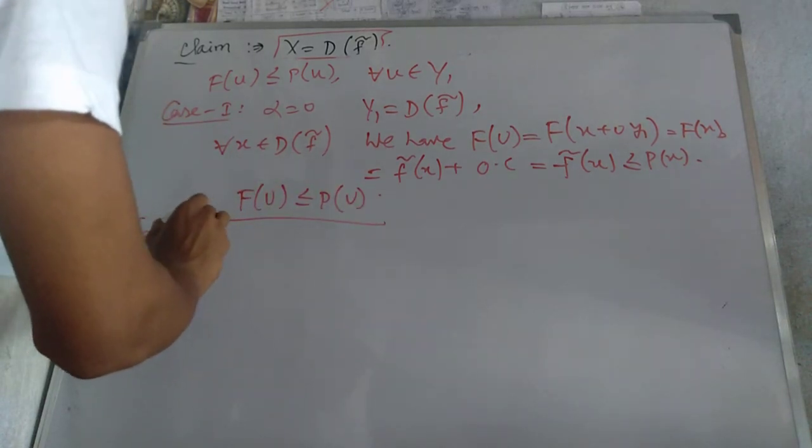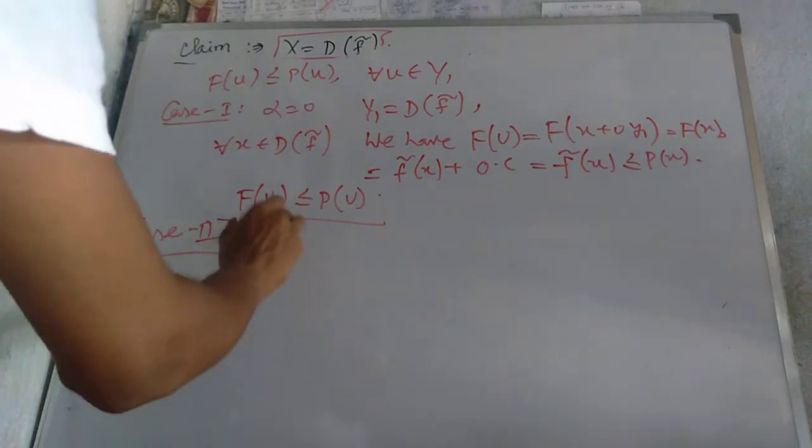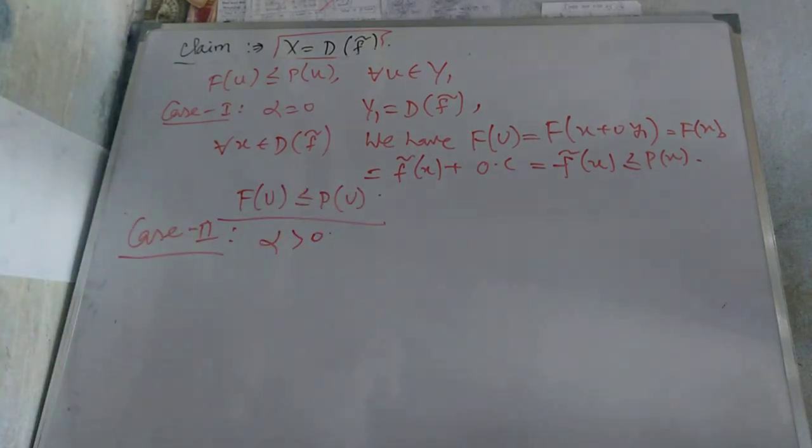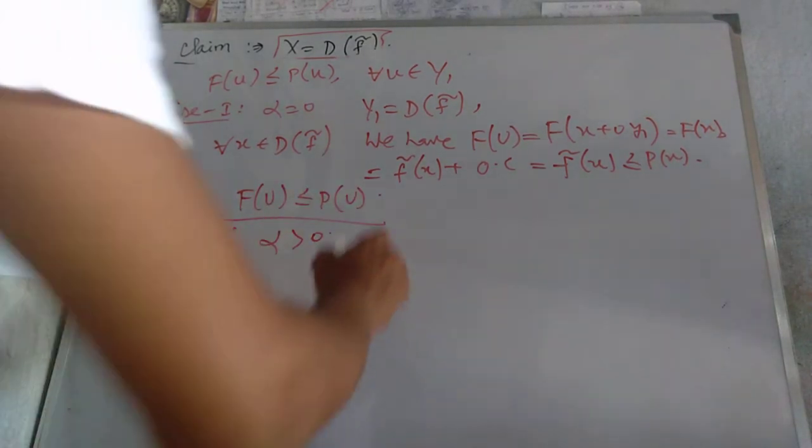Next case 2, what we considered? Alpha greater than 0, then what we find?